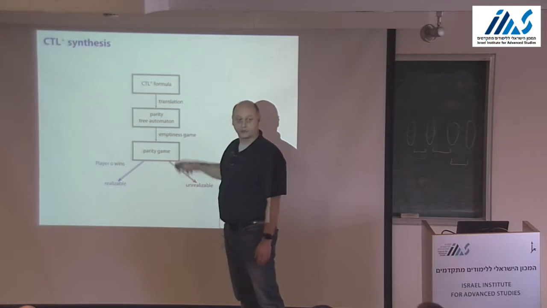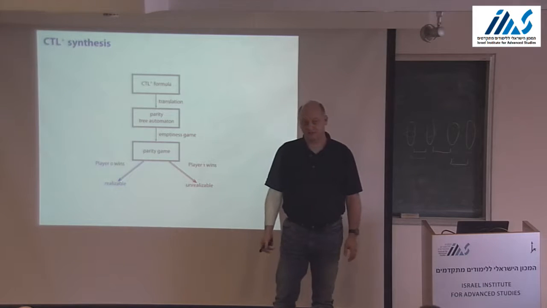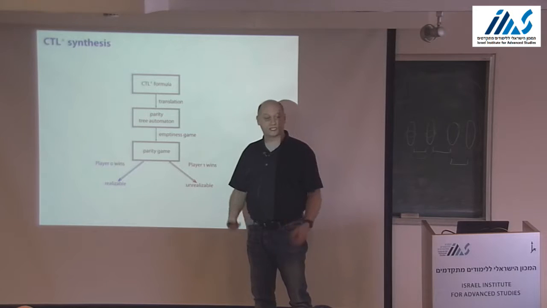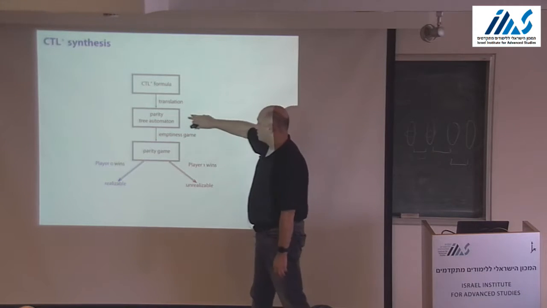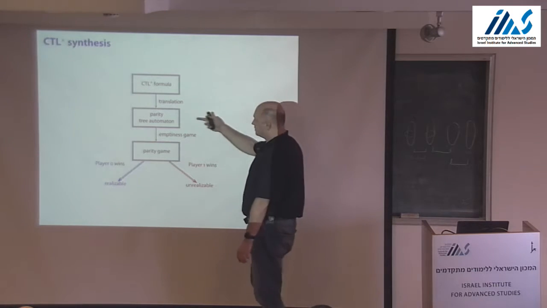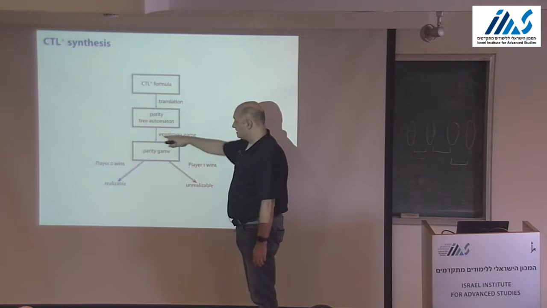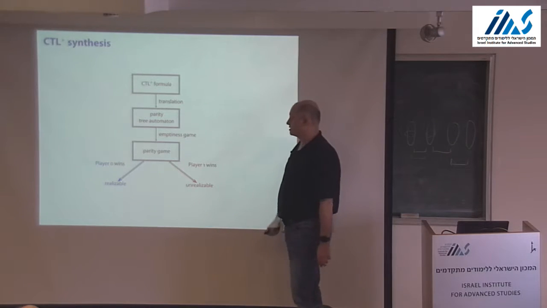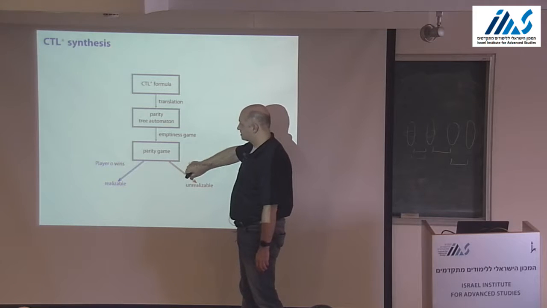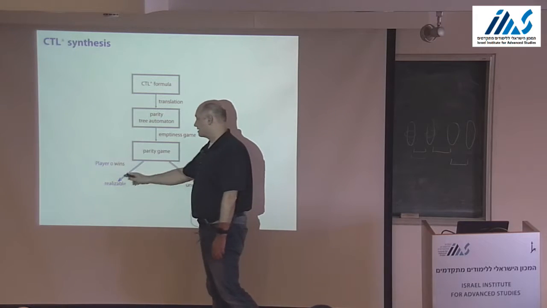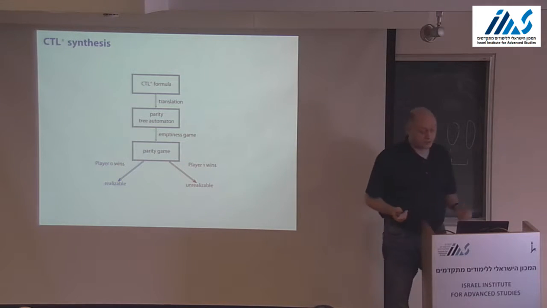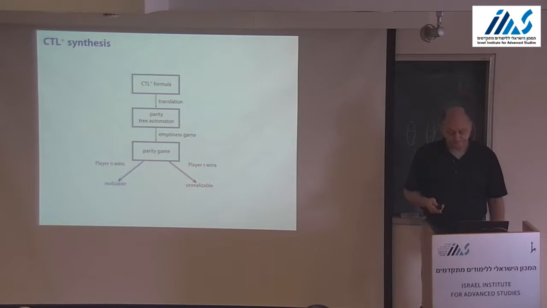Then we need to determine whether or not the language of the tree automaton is empty, because the tree automaton actually accepts all winning strategies, all implementations that satisfy the CTL Star formula. And in order to determine that, we again construct a game, the emptiness game of the tree automaton, which is again a parity game if we start with a parity tree automaton. And again, we have the property that if player 0 wins the parity game, then the original formula is realizable. If player 1 wins, then it's not.